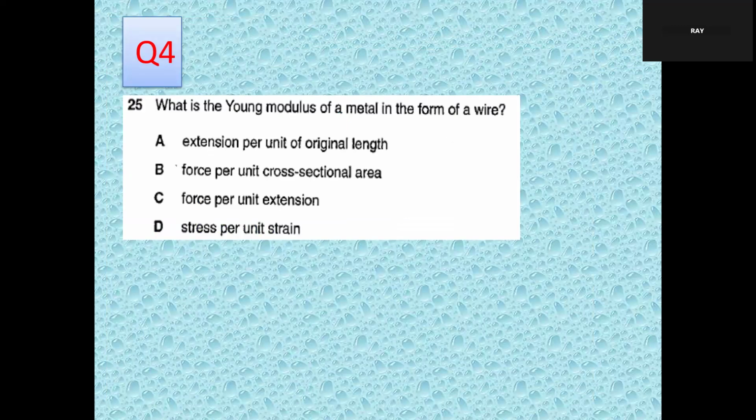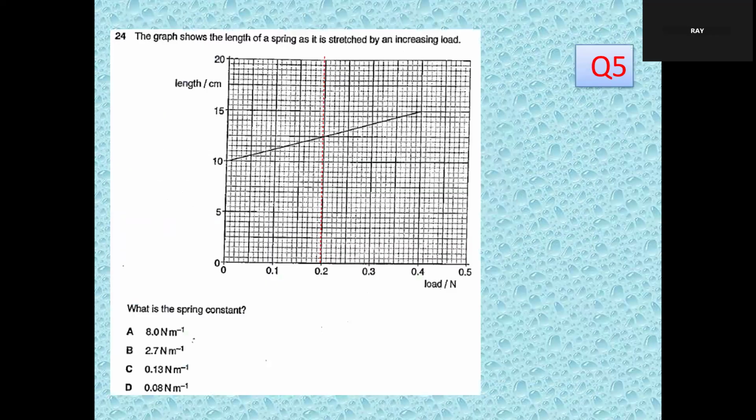How about number 4? Stress over strain, so I think it's D. Okay, number 5.